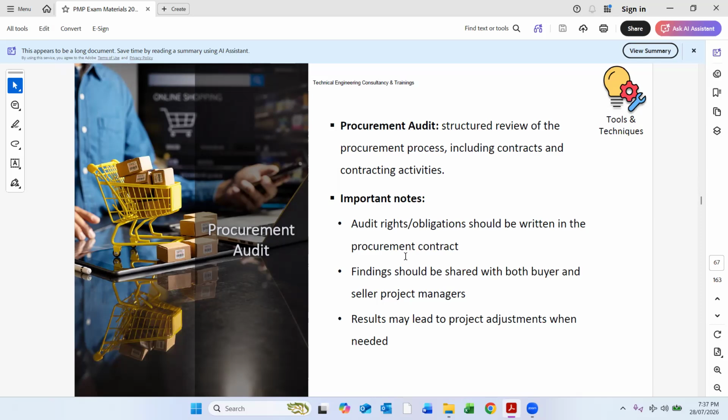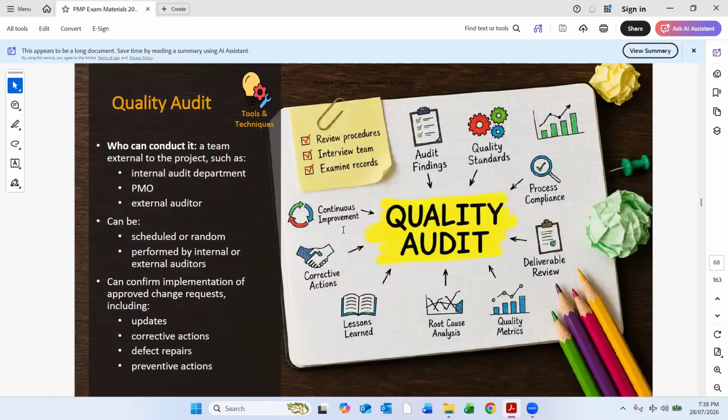Procurement audit is usually a structured review of project procurement processes, including contracts and contracting activities. In audits, obligations should be written in terms of the procurement contract, and there should be findings which should be shared with both buyers and sellers, and results may lead to project adjustments when needed. So the procurement audit between buyer and seller will show us the project adjustments. This is the outcome of the procurement audit.